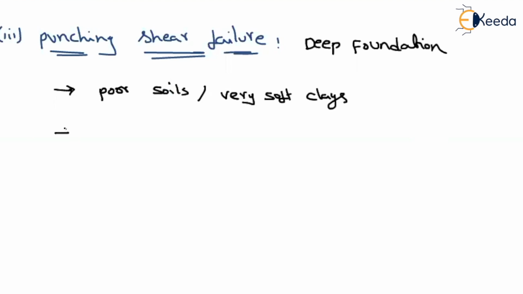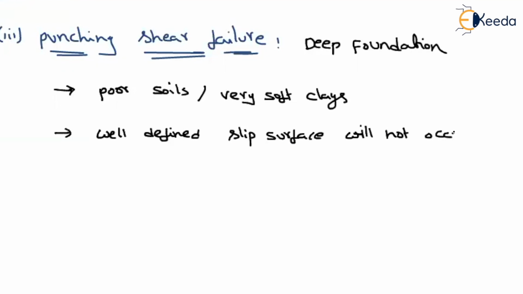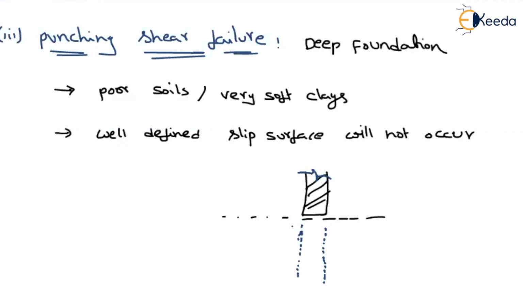Okay. Next, here a well-defined slip surface will not occur. That means we cannot exactly see what is the failure slip surface. Okay. And what happens is that suppose if you construct a deep foundation like this, let us assume this is the level of foundation. So what happens is that this entire footing or this entire pile will simply move in the downward direction. That means the surrounding soil will not be affected. Only the entire pile itself will directly move below the level of foundation, just like this.